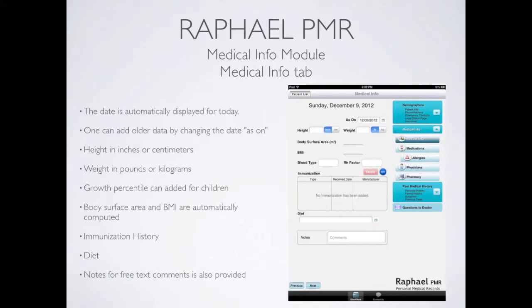In the medical tab, the basic medical information is always required. Age, height, weight, blood type, RH factor. You'll notice that body surface area and BMI are blank. Those are calculated on the information that's provided. There's an area for immunization history, diets, and notes.